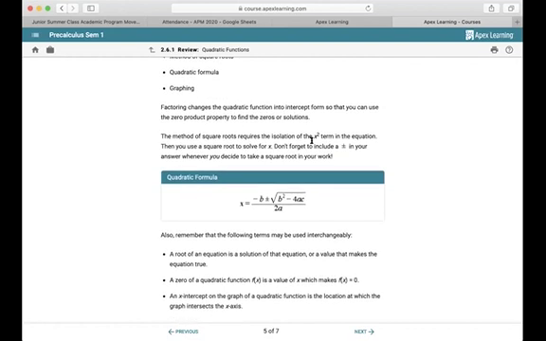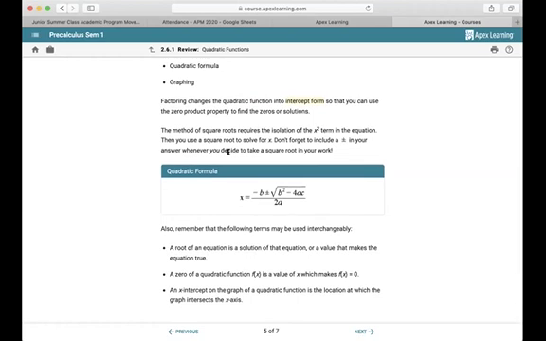Factoring changes the quadratic function into intercept form. So you can use the zero product rule, right? And you can find the zeros. That's just saying it goes from standard to that intercept form, which is what we're really comfortable with. And the intercept form is easy for us to find the zeros.